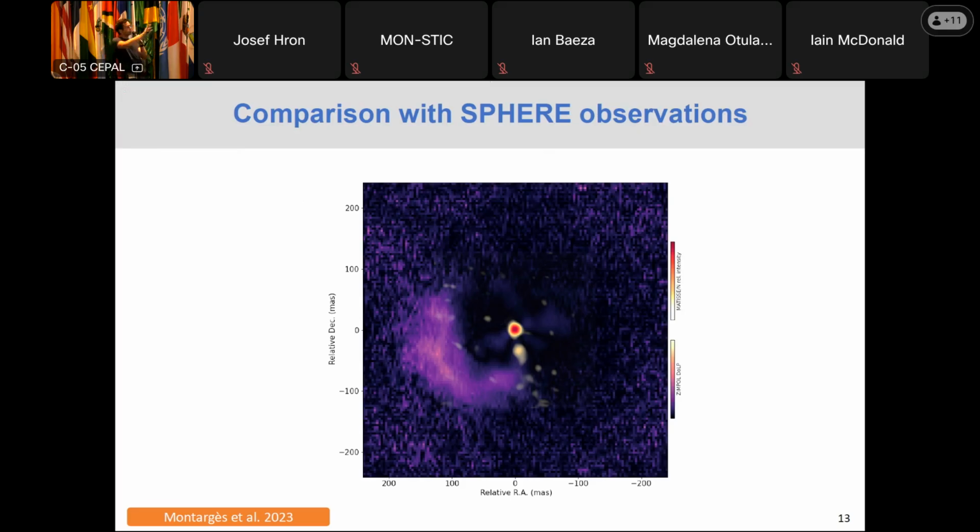So we just rotated our MATISSE observation, following the orbital solution, to cope with the time of observation of the SPHERE data of Miguel, and it matched basically perfectly.